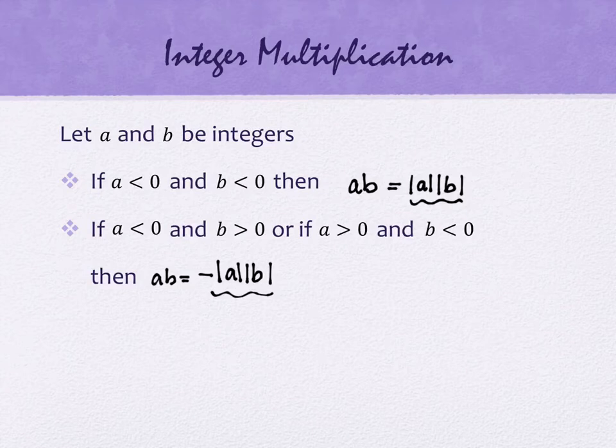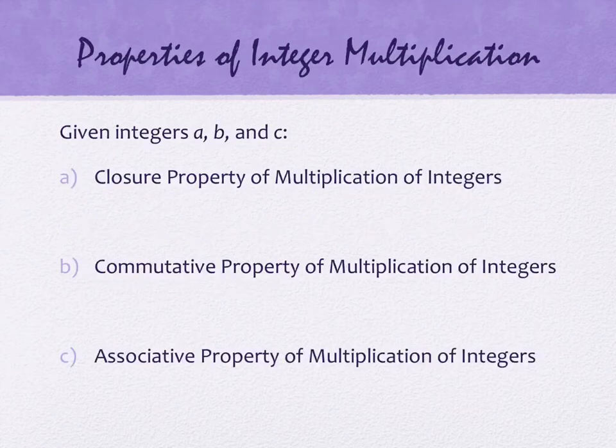Now, just like we did in the last section where we did properties, this is our last time, properties of integer multiplication. If we have integers A, B, and C, there's a closure property, okay? The closure property says that if you multiply A and B together, the result is a unique integer.